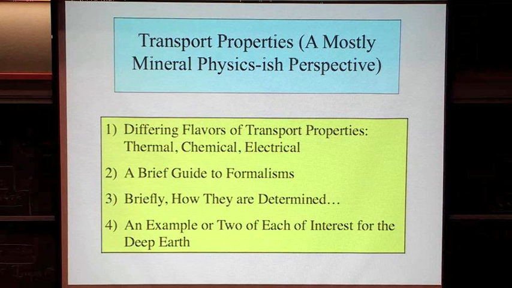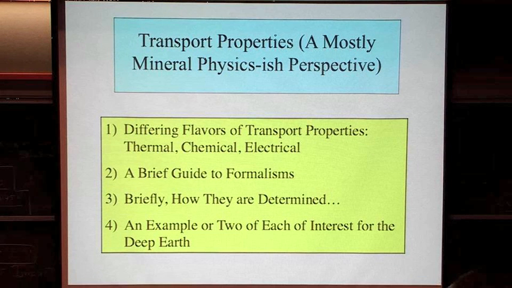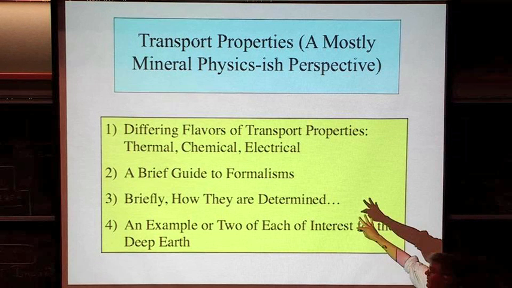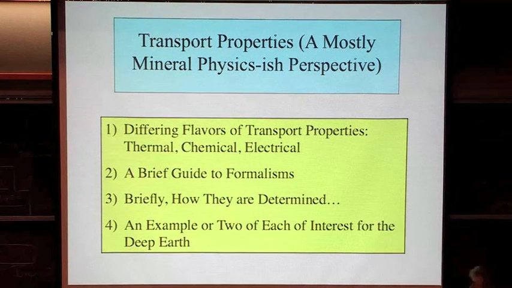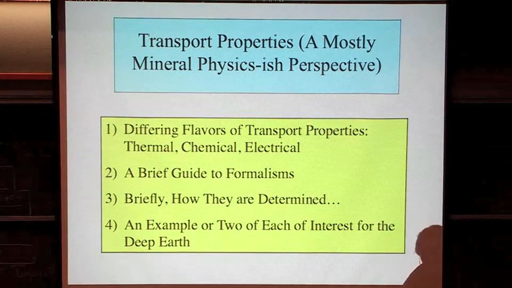There are going to be ramifications in what I say for the viscosity of the planet, which I'll allude to in passing, but I'm not going to cover the actual viscous behavior of the planet very much at all. So I'm going to provide a brief guide to formalisms, and talk somewhat, in sequence for each one of these, about how they are actually measured. So when you look at a paper on something, you can say, all right, that looks like a very credible measurement, or at least people know what they're doing. And then I'm going to give an example or two, hopefully a fairly recent one, of each of these phenomena that is of interest for the deep Earth.